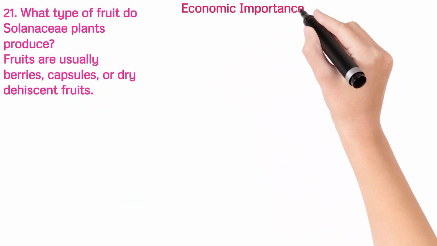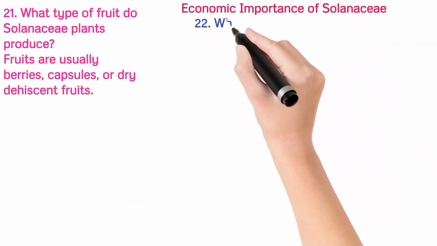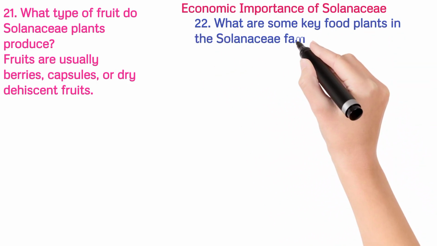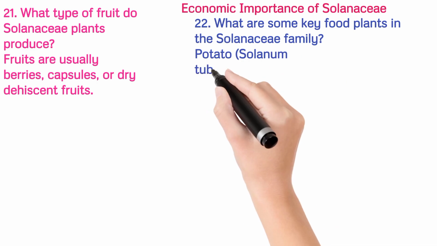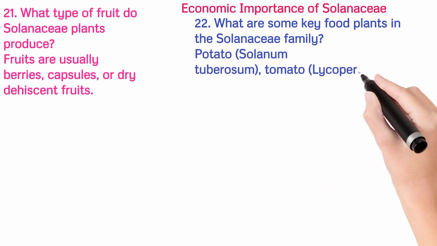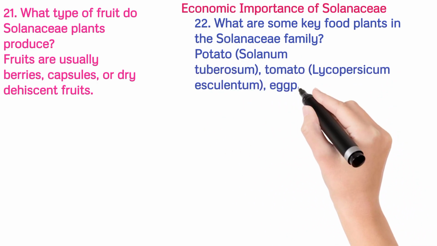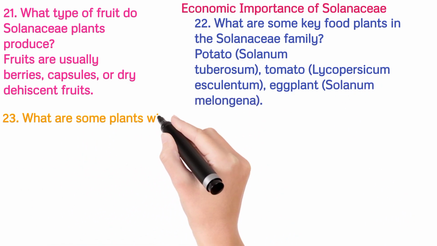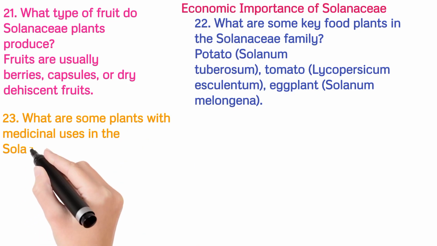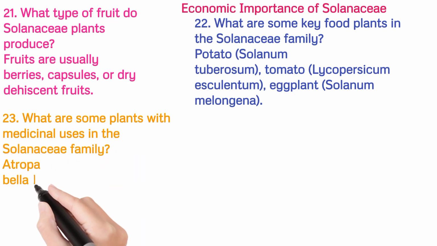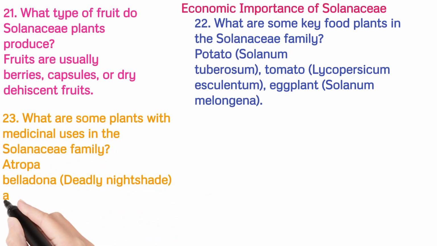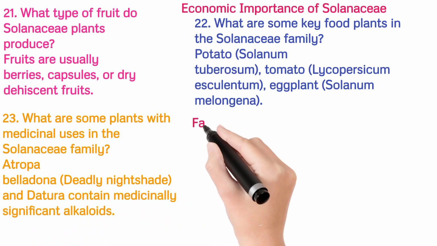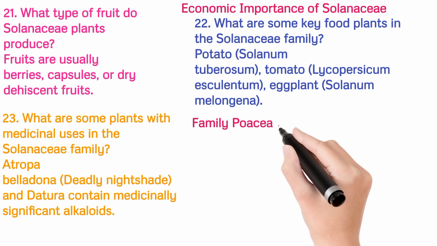Economic importance of Solanaceae. 22. What are some key food plants in the Solanaceae family? Potato, Solanum tuberosum, tomato, Lycopersicum esculentum, eggplant, Solanum melongena. 23. What are some plants with medicinal uses in the Solanaceae family? Atropa belladonna, deadly nightshade, and datura contain medicinally significant alkaloids. Family Poaceae, grass family.